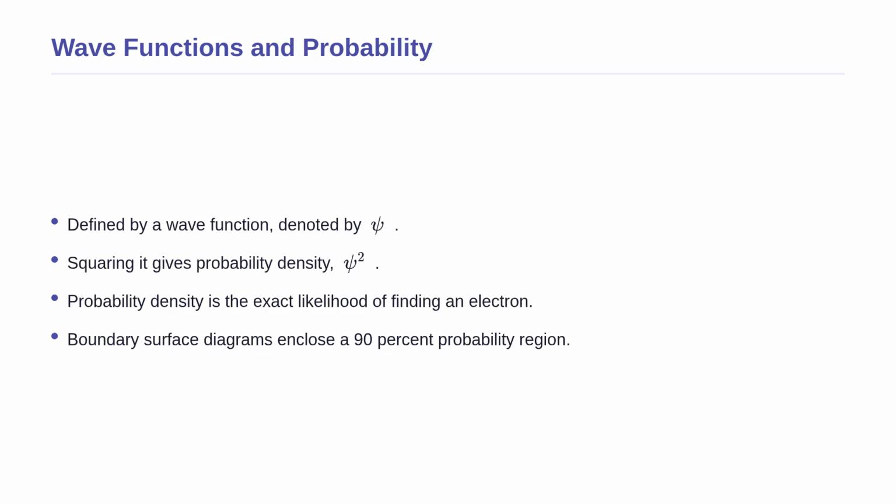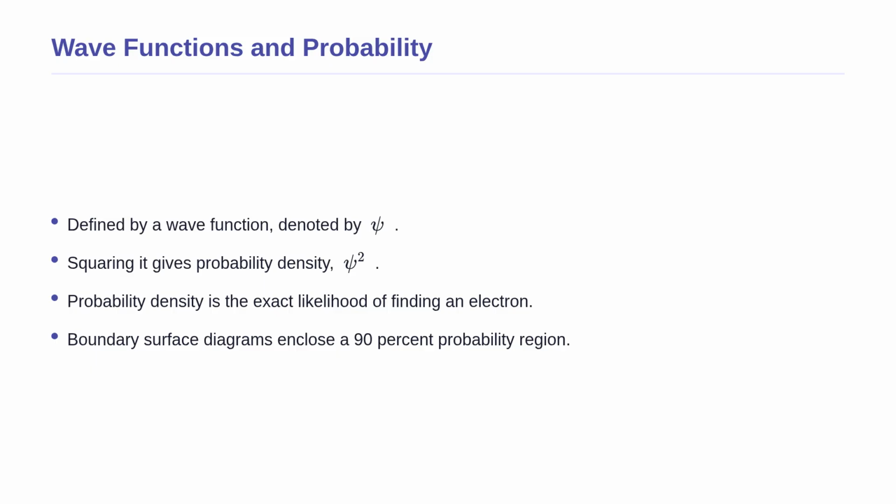Now that we understand what an orbital is conceptually, let us look at how quantum mechanics defines it. Formally, an orbital is described by a wave function, represented by the Greek letter psi. By itself, psi does not have a physical meaning. But when we square it to get psi squared, it gives us the probability density. This is the exact likelihood of finding an electron in a specific tiny spot around the nucleus.